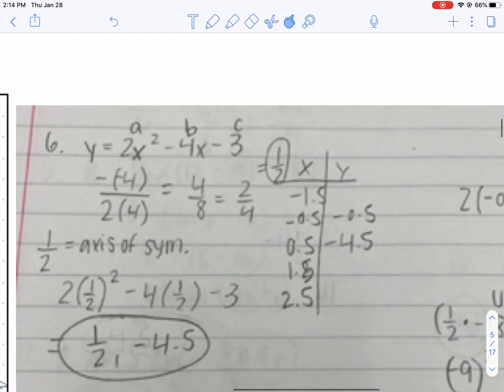Copied it down right. Then you do the opposite of b over 2a. So the opposite of b is 4. 2 times 4. Oh, there's your problem. What's a? A is 2.